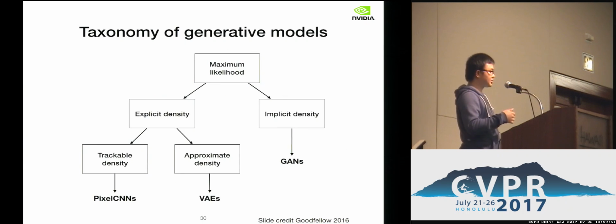Now we are ready to put these three models in perspective. Basically, they are all trying to do maximum likelihood learning. VAE and PixelCNN have explicit density function modeling. For PixelCNN, the density is tractable. But for VAE, you cannot directly compute the density, so you have to do approximation. For GAN, you don't directly model the density, but you have the generation function to synthesize new images.